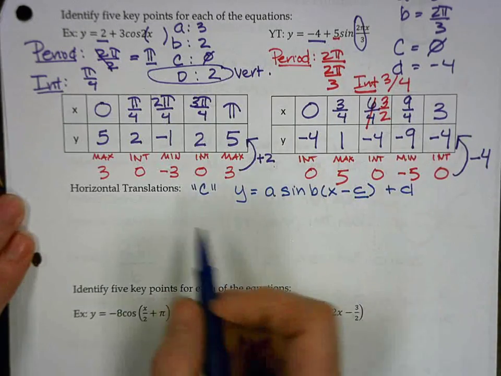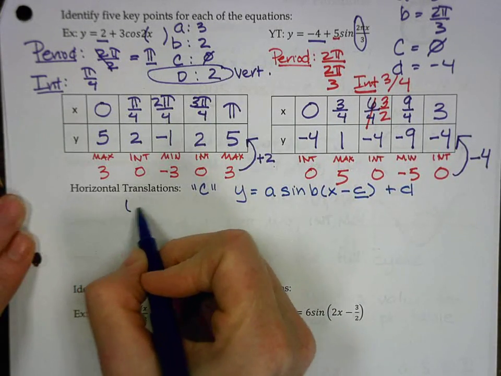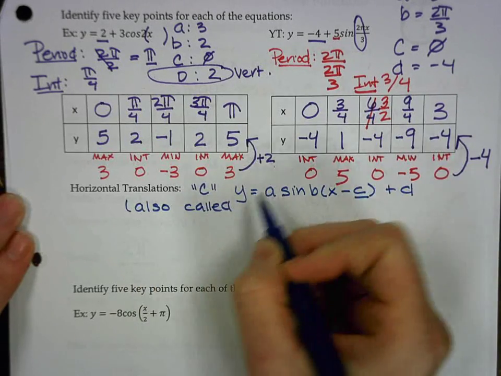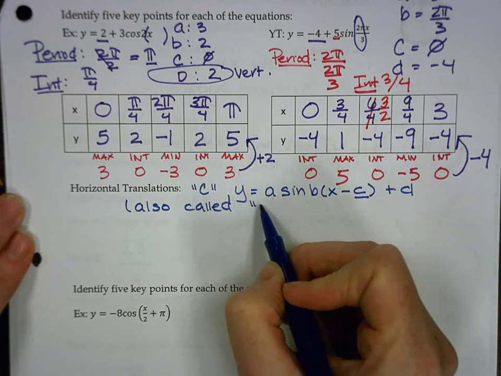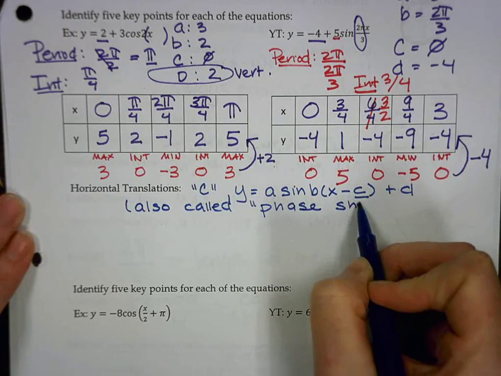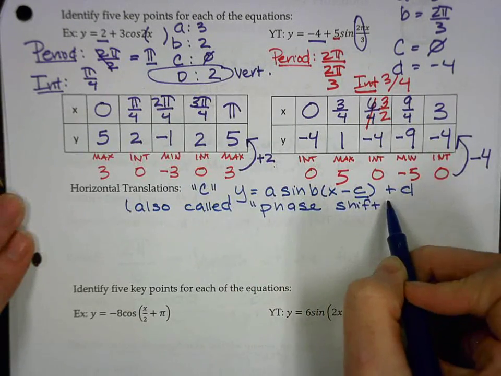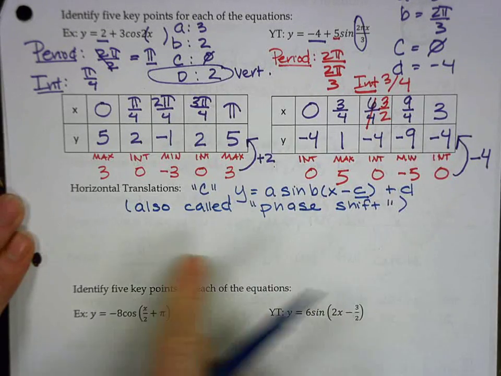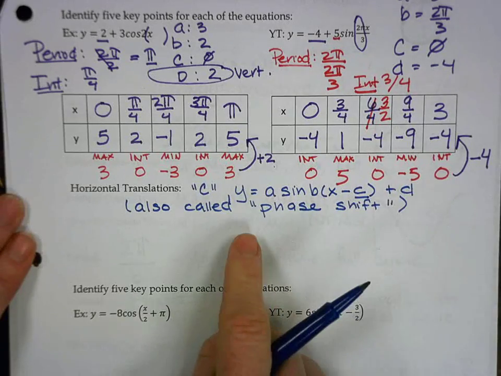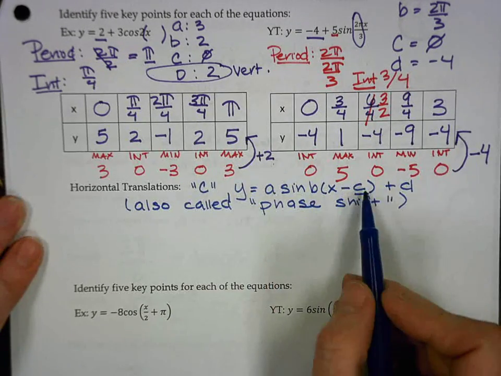So horizontal translations, with trig functions, are called phase shift. Phase shift, because we know that sine and cosine curves are really the same thing, but out of shift. So we can shift a function by the letter C.